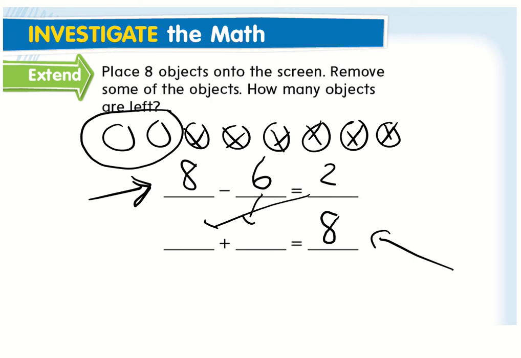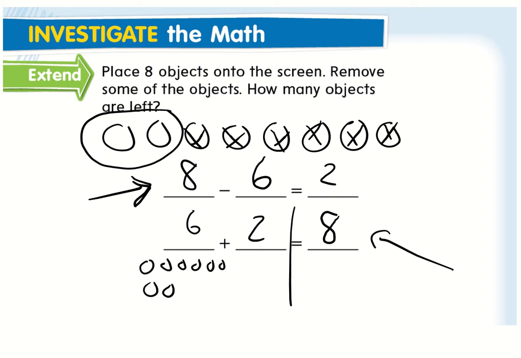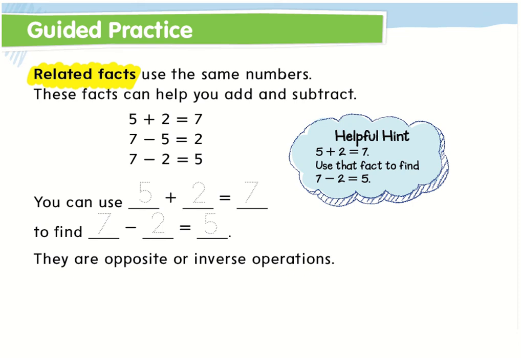So if I did 6 over here plus 2, let's check to see if that works. 1, 2, 3, 4, 5, 6, and then 1 and 2. So if I count them all up together, I've got 1, 2, 3, 4, 5, 6, 7, and 8. That does equal 8, so that is a related equation because they use the same exact numbers, and this one works. So remember, related facts have the same exact numbers in all of them.